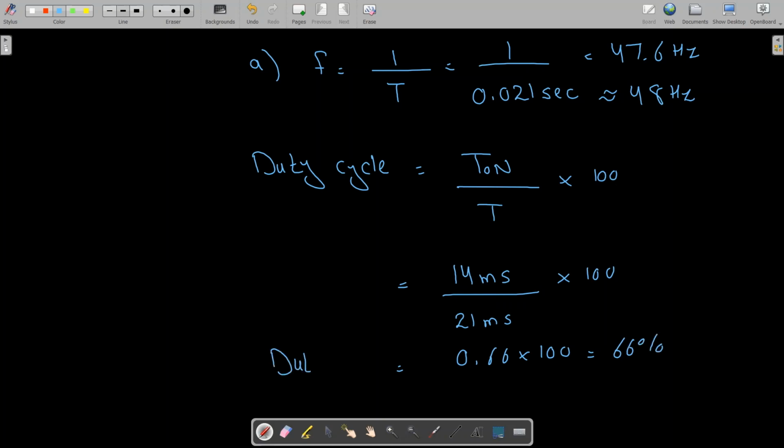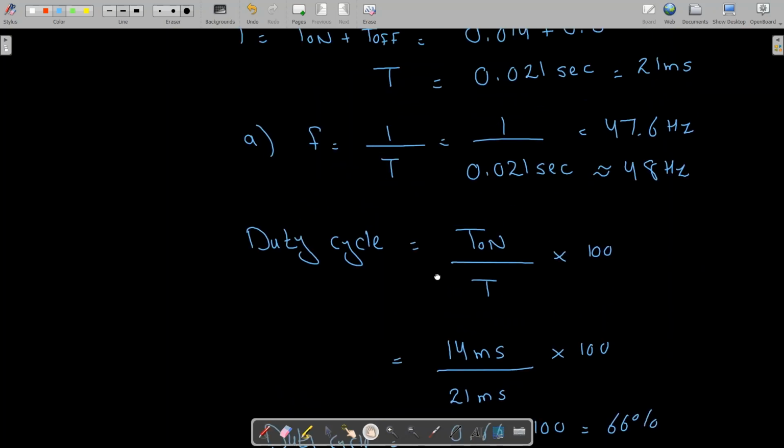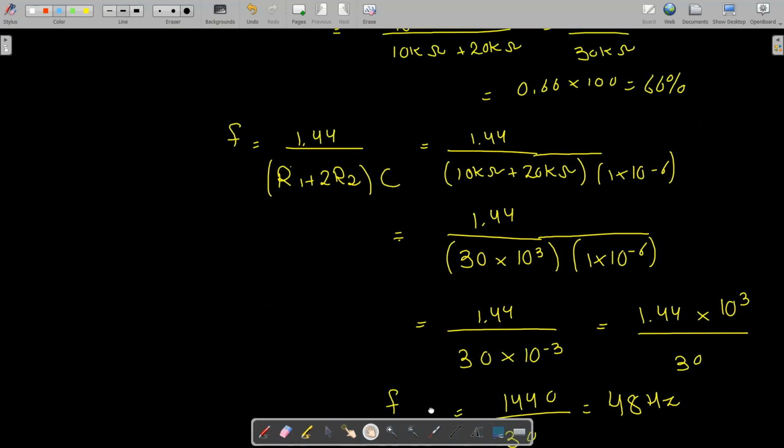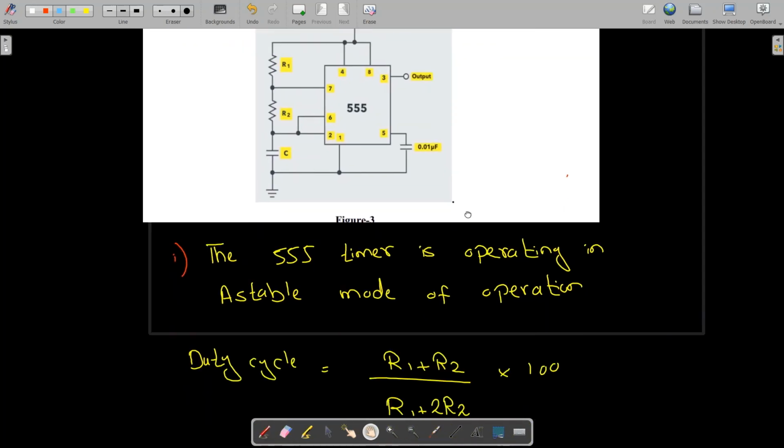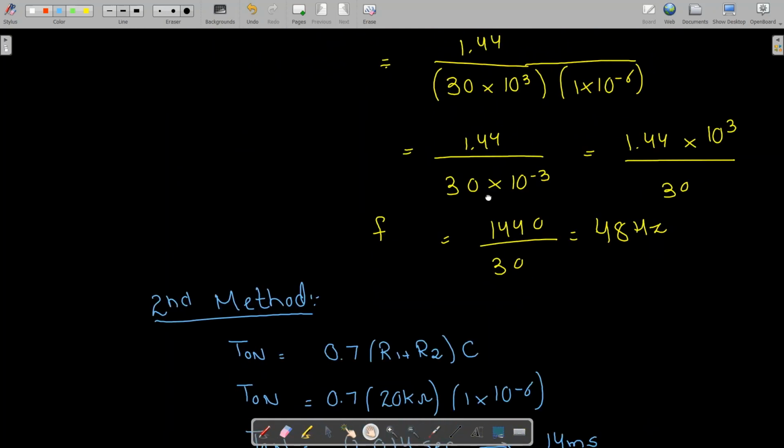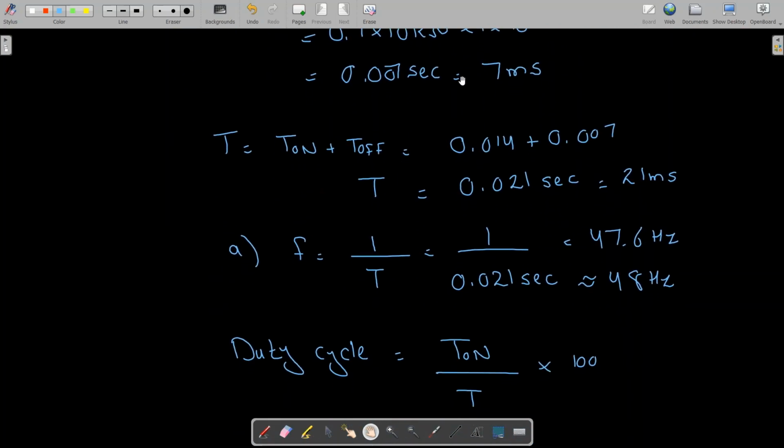So this is method 2 of finding the duty cycle and frequency. Both methods are correct. So we have found out what was needed. We found the duty cycle and we also found the frequency. Using both the methods is correct.